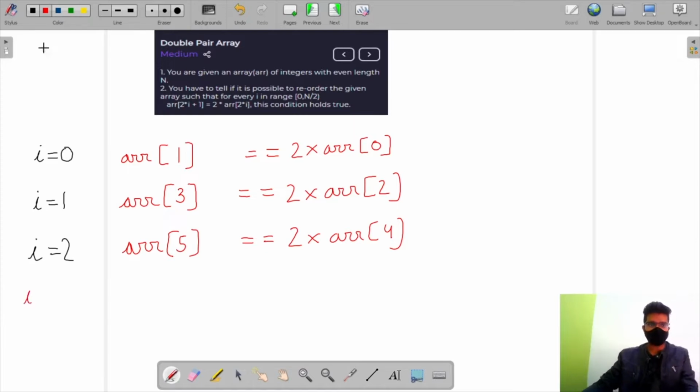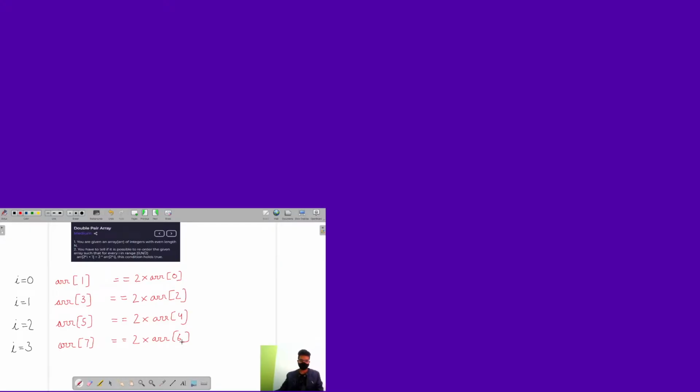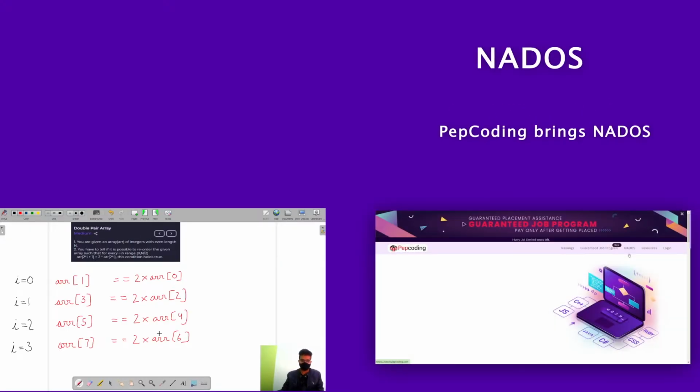Let's see one more case, and then we will understand in terms of the given array. For i is equal to 3, it is going to be array of 2 into i plus 1, that is array of 7, should be equal to 2 into array of 2 into 3, that is array of 6. Perfect. Now we understand what this condition actually means.